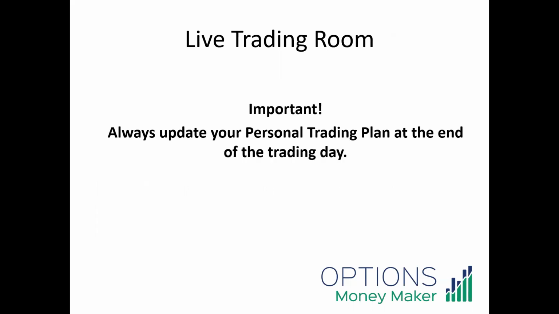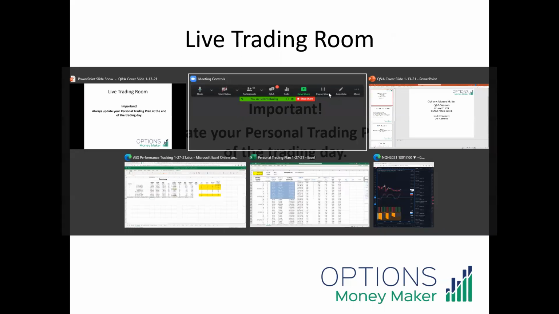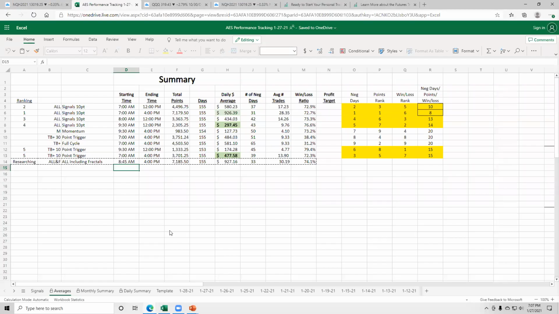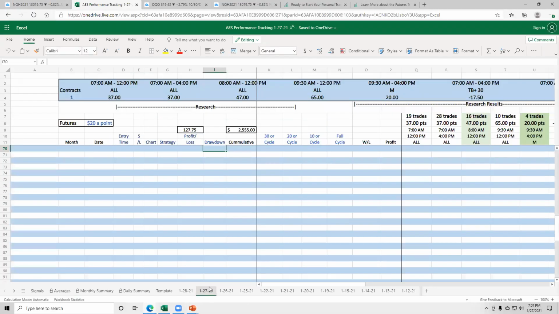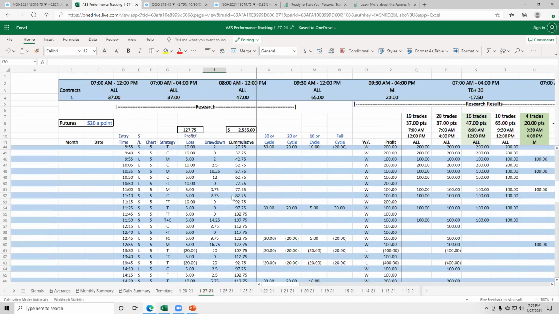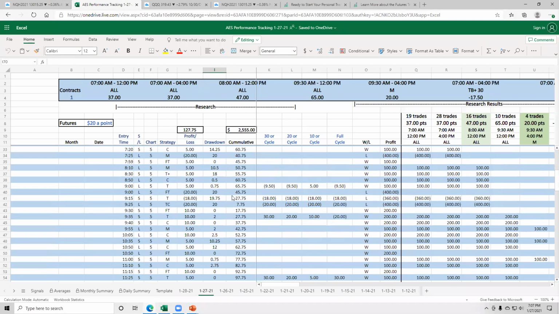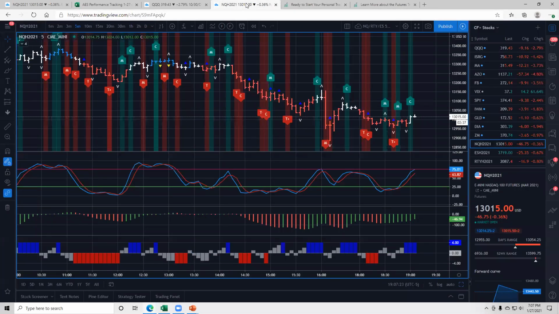So as I mentioned, the personal trading plan is, in my opinion, one of the most important parts of being a successful trader. So what we do here is we track the detail of every single trade. If you're not familiar with what we do, I'm going to pull up a chart here. We start every day in the live trading room at 8:45 a.m. Eastern, and we have up a chart of the NASDAQ 100 futures using a 5-minute chart. So this is the NASDAQ 100 futures 5-minute chart.